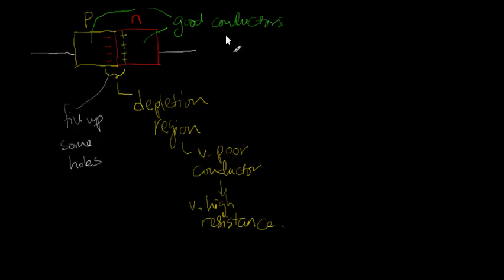Now, let's see how this situation can be used as a diode. If you recall, a diode is a device that can allow current to flow in one direction but not in the opposite direction. So how is this possible in this setup? So let's try pushing some current through this. Let me draw this here again.